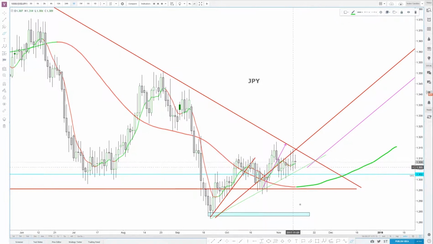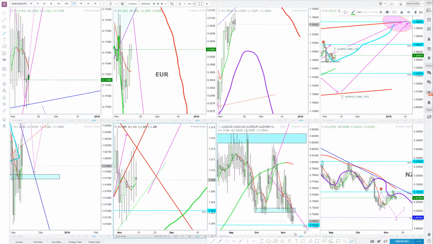So right now we're just kind of still stuck, and until we break through it, I'm not gonna do too much about Japanese yen. So I'm just gonna wait and see where we go first. So far it's trying to make a move higher, but there's no conviction yet, so we're gonna wait on that.